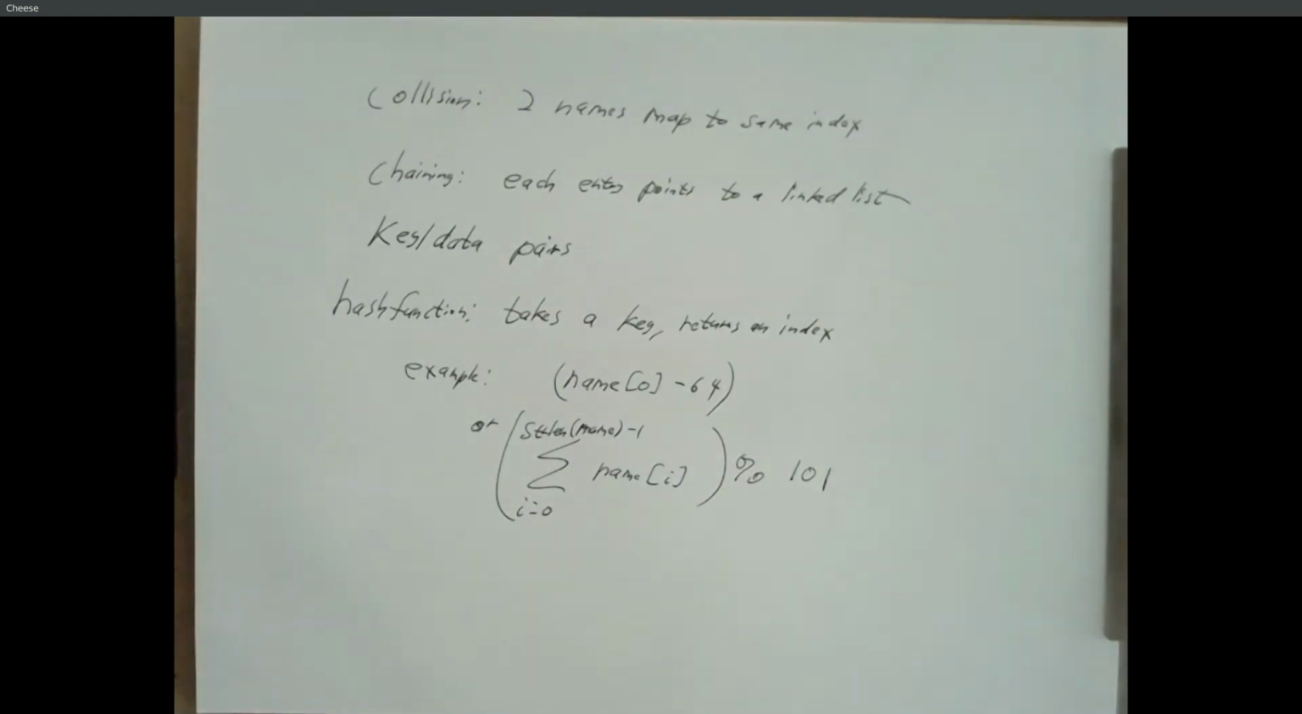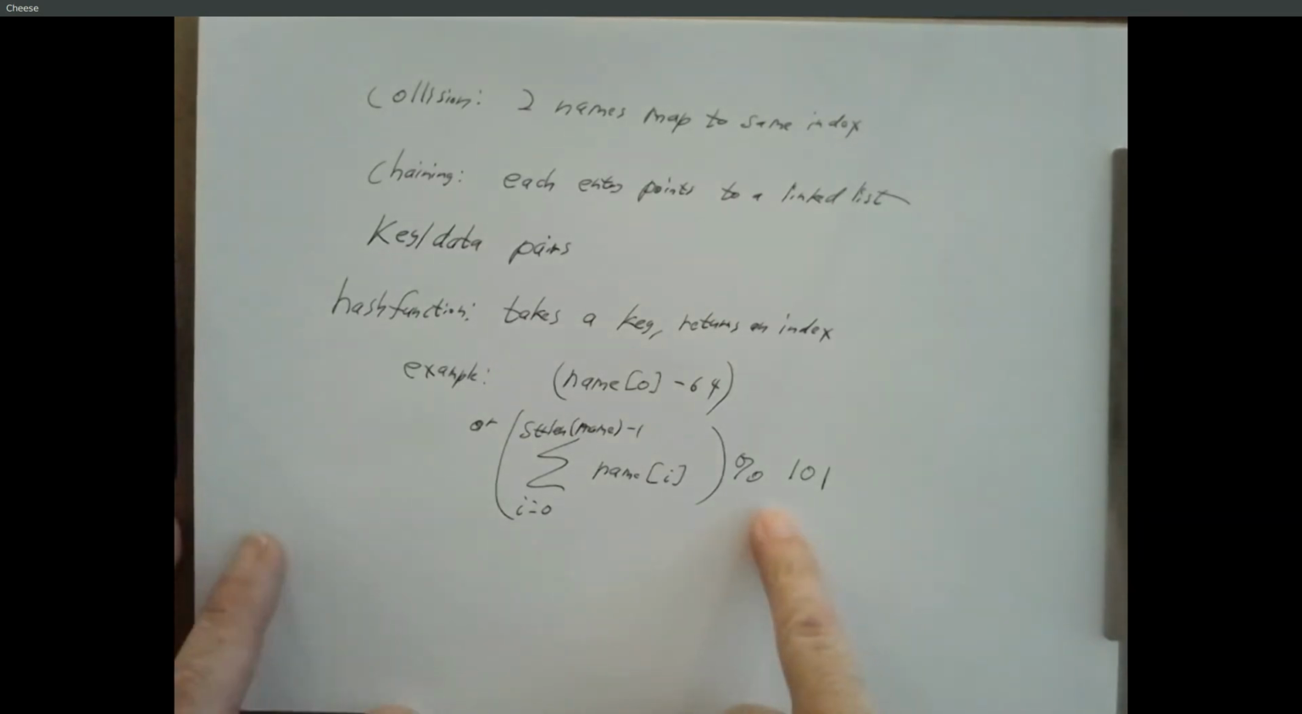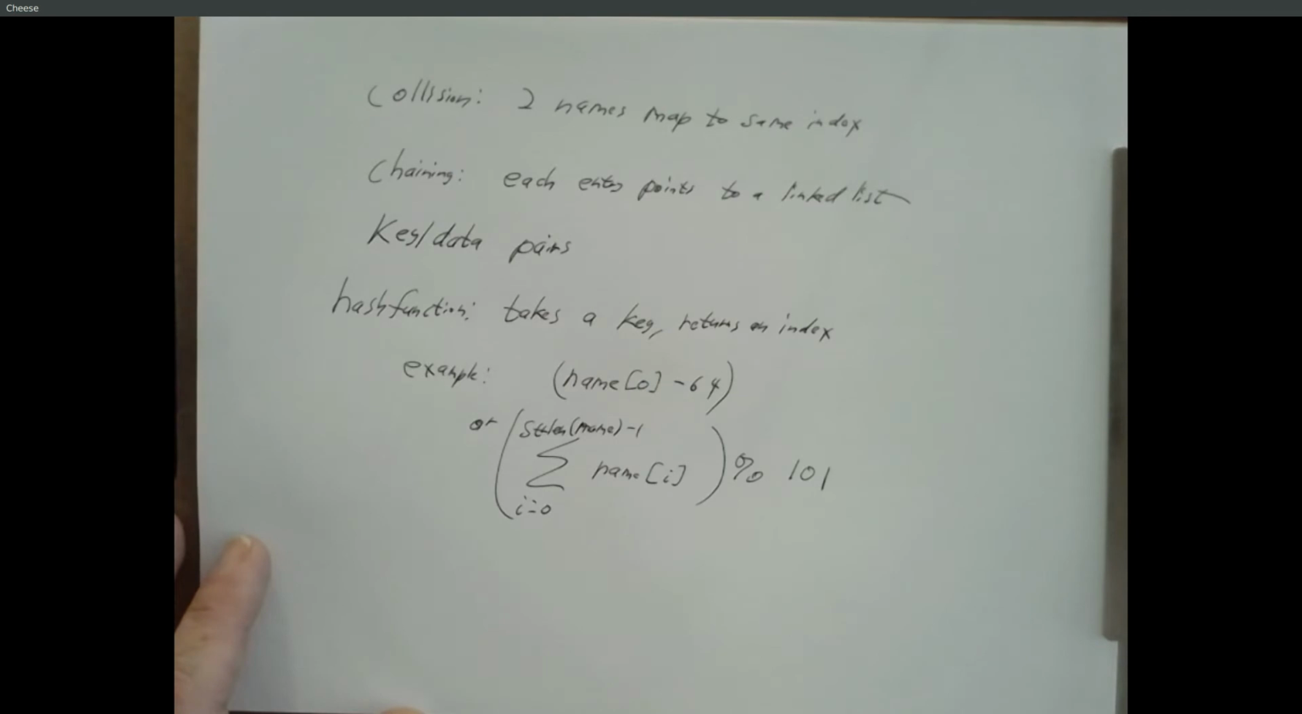So just some summation, right? Add up all the characters in the name. So this will add their ASCII codes together. Take that final number and find its remainder when you divide by 101. Reduce modulo 101. And that'll give you an index from 0 to 100. So now we make our arrays 101 entries each. And very little chance that Bob Smith and Bob Jones will hash to the same location.